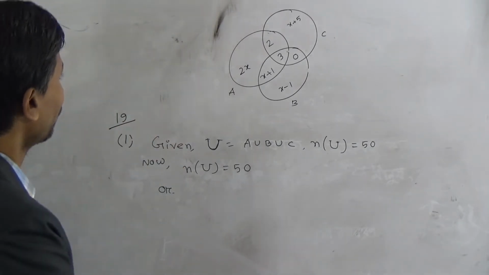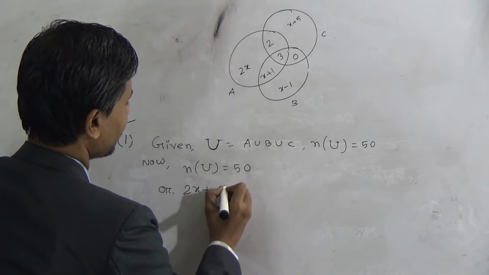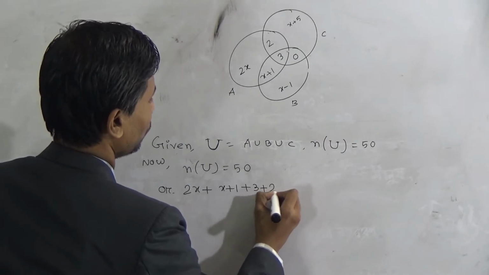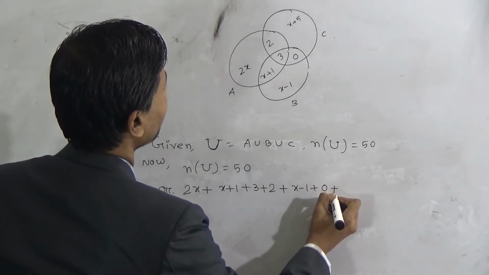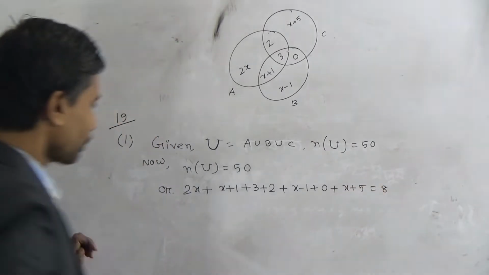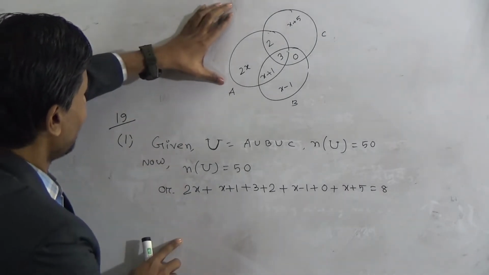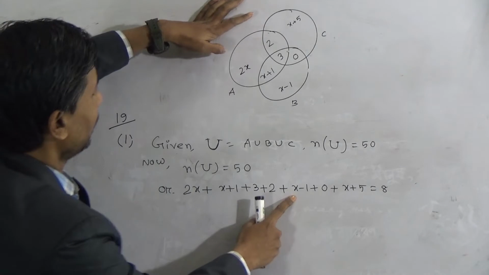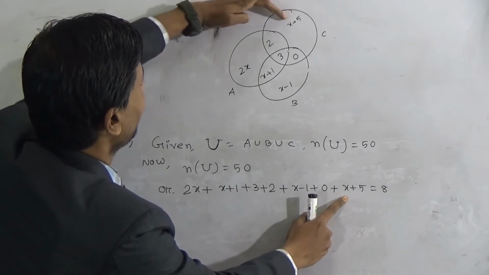So write 2x, then x plus 1, then plus 3, then plus 2, then x minus 1, then plus 0, then x plus 5, equal to 50. 2x, you see in the A set, 2x plus x plus 1, then 3 plus 2, then B set x minus 1, 0, and C set x plus 5.